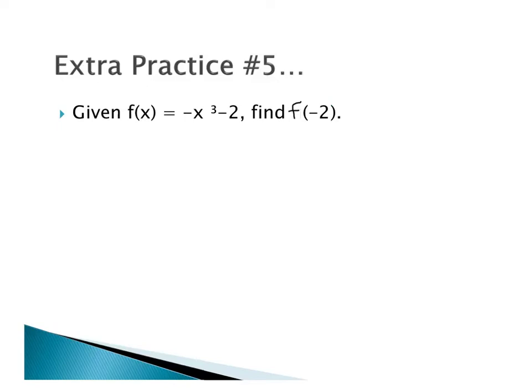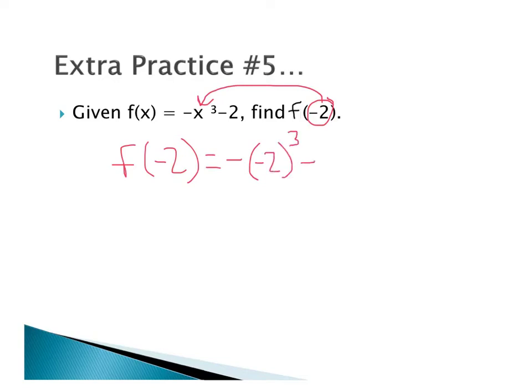Let's try this next one here. If you're feeling confident, you're ready to go, try it on your own, then press play when you're ready for an explanation. I have f of x equals negative x cubed minus 2. We want to find f of negative 2. So we're going to take that negative 2 and plug it into my x. We have f of negative 2 equals negative, then parentheses, negative 2 cubed minus 2.